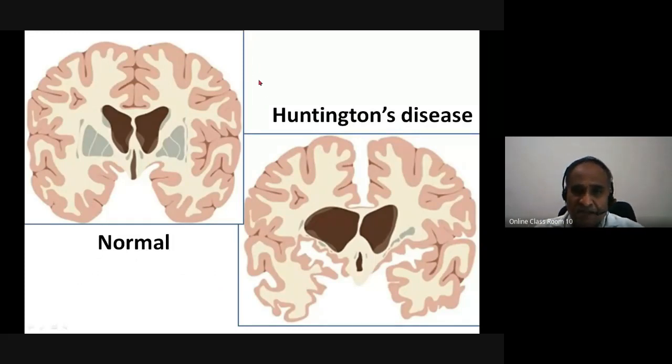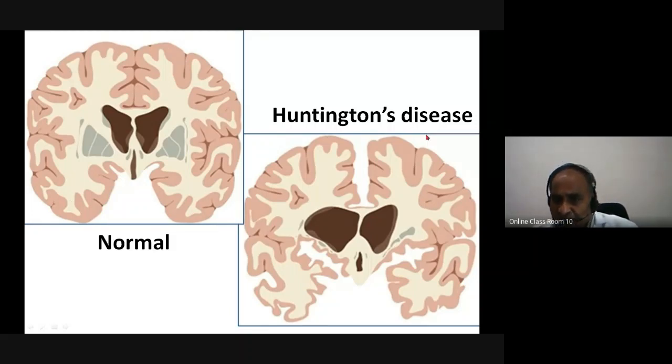Now, here is a picture of the coronal section of the brain, wherein we see a normal brain. You see the thalamus, then this is the caudate nucleus. This is the putamen. This is the globus pallidus externa. This is the globus pallidus interna. This is the claustrum. This forms the internal capsule, and we have the subthalamic nucleus here. Somewhere here you get the substantia nigra. This is the normal picture of the brain.